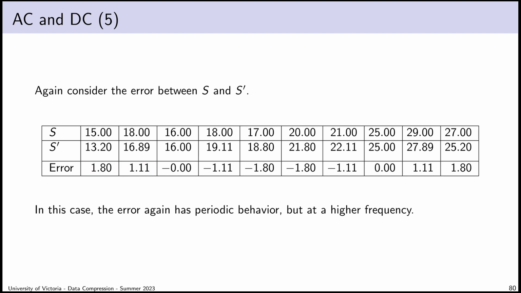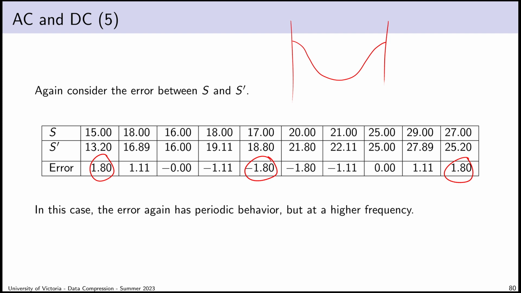So here, the error looks like it goes from positive 1 down to negative 1.8, and back up to positive 1.8. So it looks sort of like this. More or less, it looks like one complete iteration of that wave, from peak to peak.